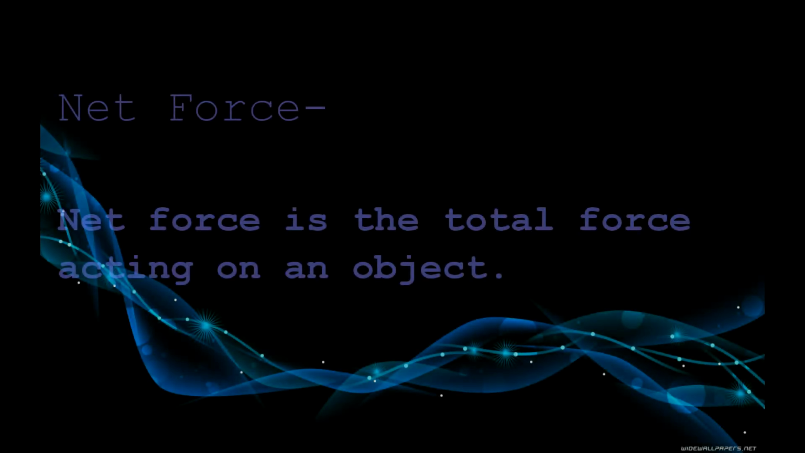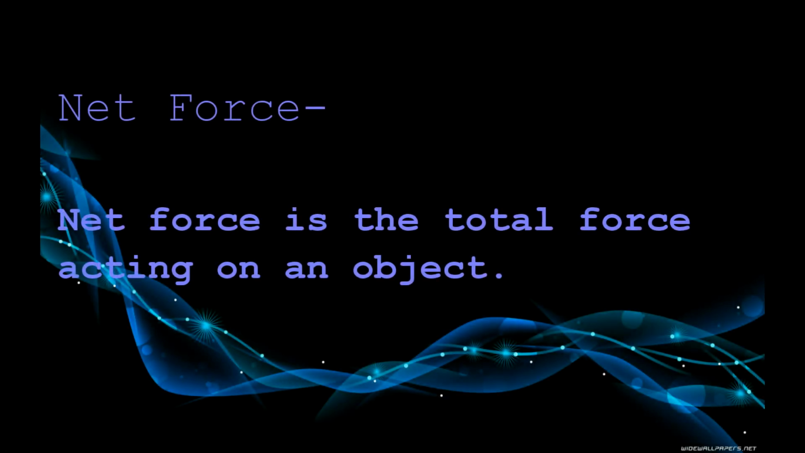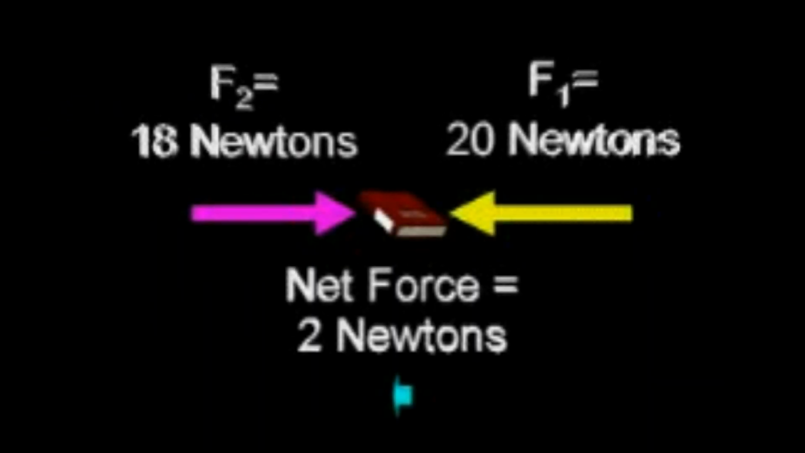The last thing I want to talk about for this section is net force. It's just the total force acting on an object. An example of this would be applying a force to an object, 20 newtons to the left and 18 to the right, gives us a total net force of 2 newtons.